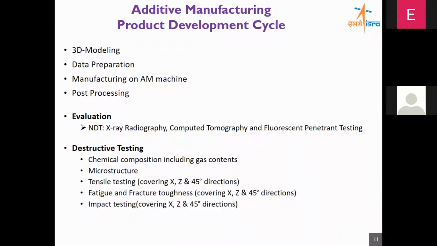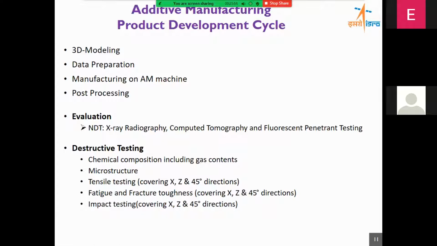And coming to the product development cycle, yes, of course, we dwelled a little on that in the initial introduction slide. That is nothing but the 3D modeling. Then we have to prepare the data and do the manufacturing on the machine. Of course, post-processing techniques are involved to get the final part with desirable mechanical properties. And once we have the part, we also have to do the characterization, that is non-destructive evaluation. There are various techniques such as X-ray radiography, computed tomography, and fluorescent penetrant testing, which we normally use even for conventional manufacturing route products. The part also has to undergo various testing and qualification.